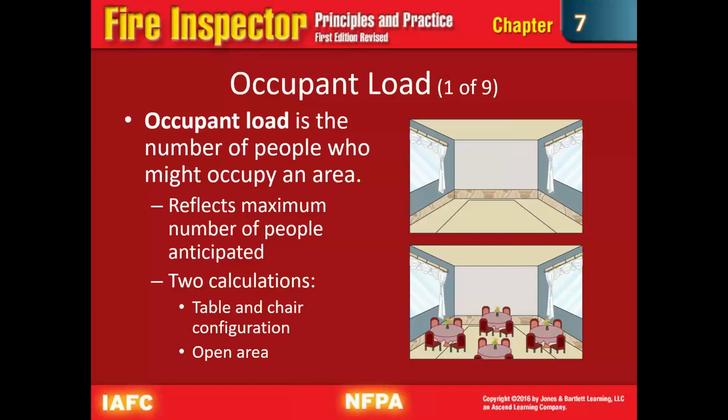Now, kind of a forethought on this. You may have a space big enough to have, say, 300 people. But if you only have one exit or two exits, you may or may not be able to have that many people in that space because of limited exits. If it's one, you can't have any more than 49 people in that building, no matter how big it is, if you only have one exit, one means of egress.